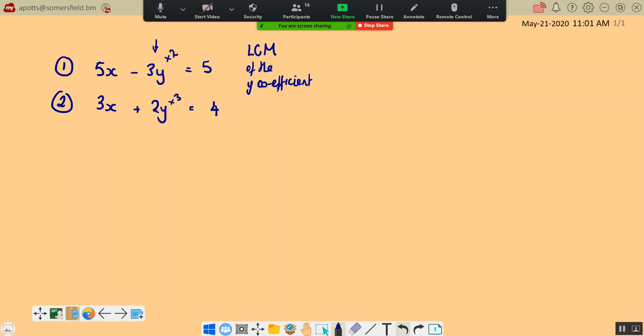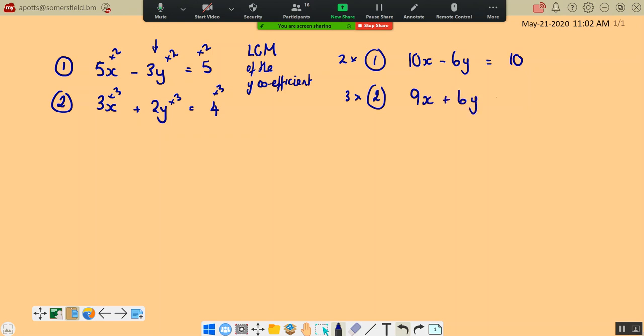So if I do that, I have to do the same to every single part. All right. So what I end up with, my new number 1, well, that's going to be 2 lots of this one. So that's going to be 10x, and it's going to be negative 6y is equal to 10. And I did 3 lots of number 2. So that's going to give me 9x plus 6y is equal to 12. Okay.